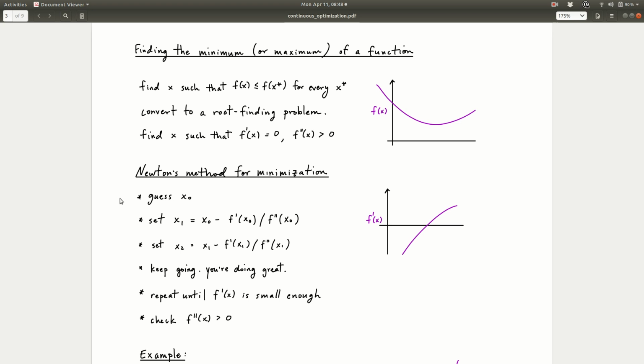Now let's get to the problem that we introduced at the beginning, finding the minimum or maximum of a function, which is optimizing a function. And as stated, the problem is find the x such that f of x is at the minimum, which means that f of x is less than or equal to f of x star for any other x star. So in a picture, here's our function f of x. We want to find the point at which f attains its minimum, which is somewhere around here.